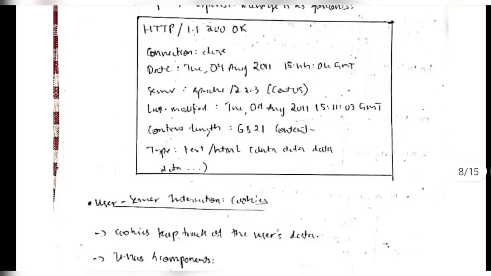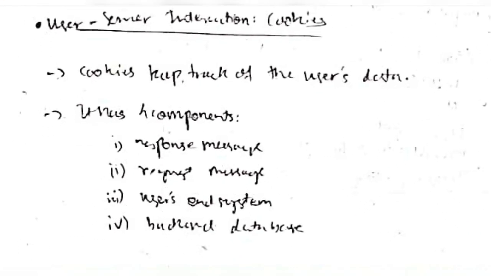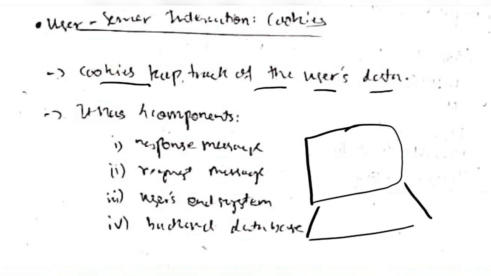Okay, and while surfing the web you might have seen cookies, right? What does cookie mean? Cookies keep track of users' data. What happens is when you enter a website, it will keep track of your information, of everything you click, for example on an e-commerce website.